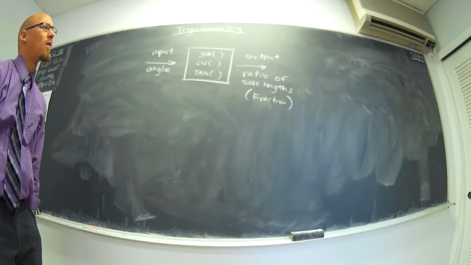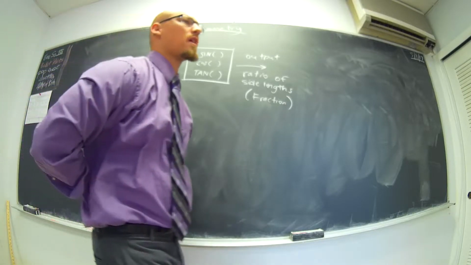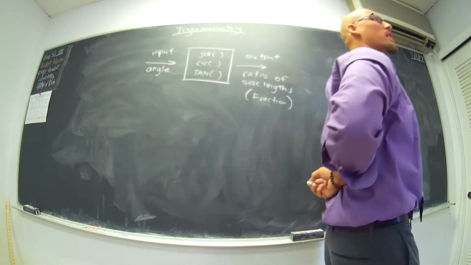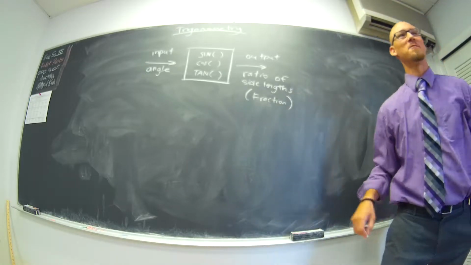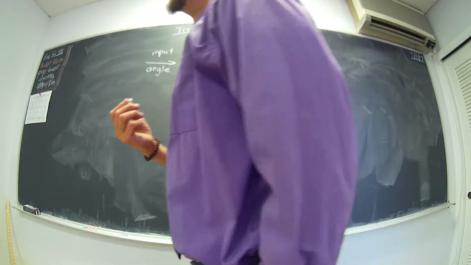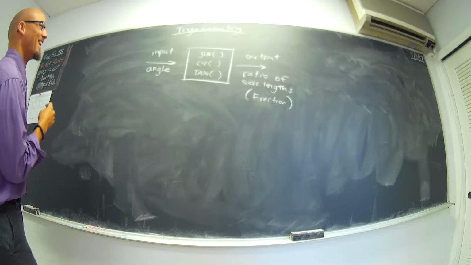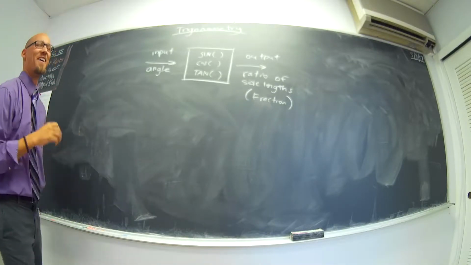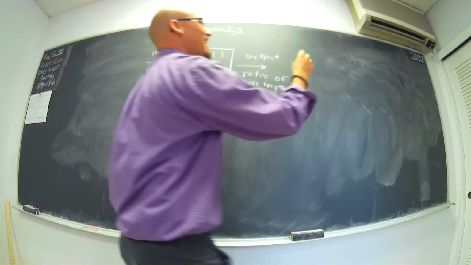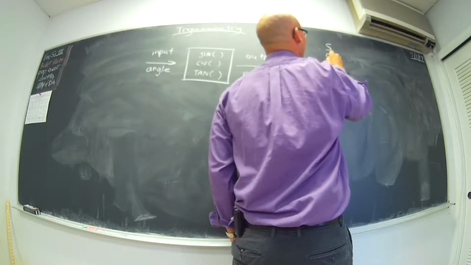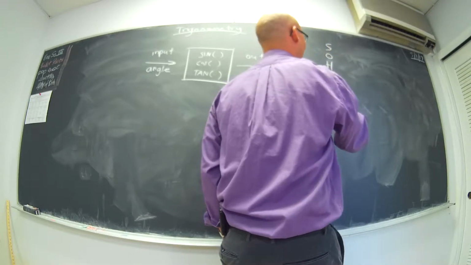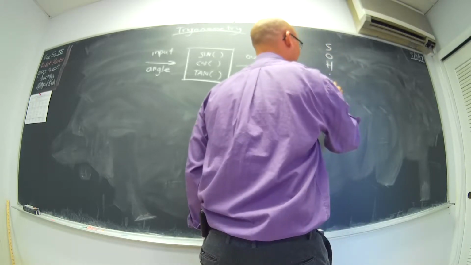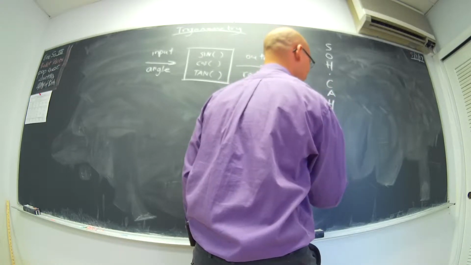And now, have you ever heard of the Native American woman who invented trigonometry? No. Her name was SohCahToa. No way. Wait, are you serious? No. So, that was cultural appropriation. I'm sorry. That was so good.